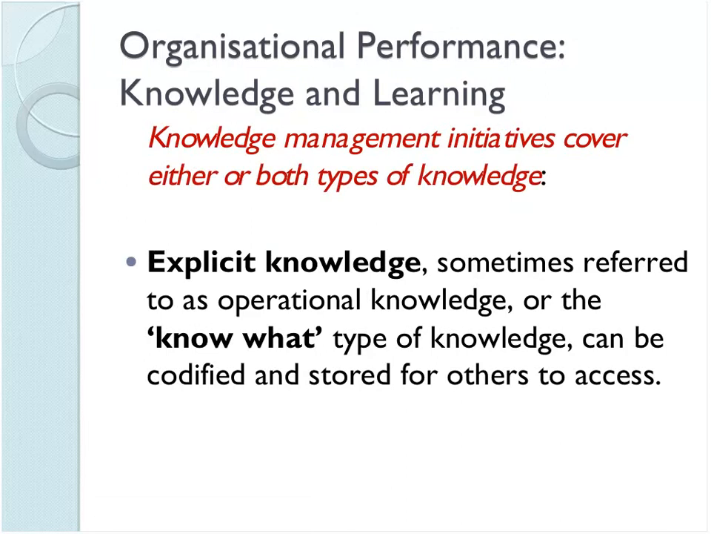So in knowledge, we have two types. First is explicit knowledge. Sometimes we call it operational knowledge. It's about know-what, the type of knowledge that can be codified and stored for others to access. As an example, I can give you explicit knowledge. For example, when we learn some foreign language.